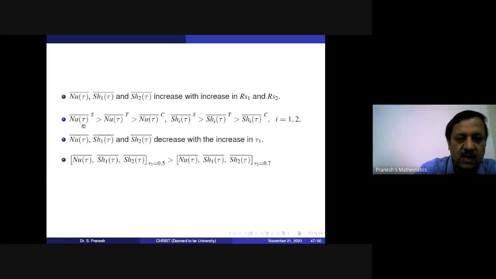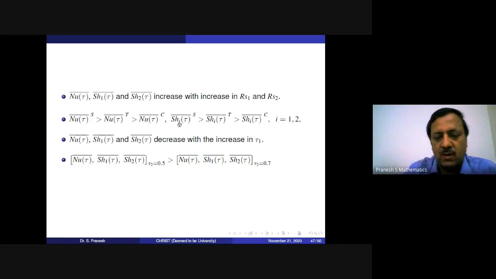Similarly, we observe that the heat transfer is less in the case of square waveform and more in the case of cosine waveform. Same thing, we observe that both the mass transfers are less in the square waveform and more in the cosine form.